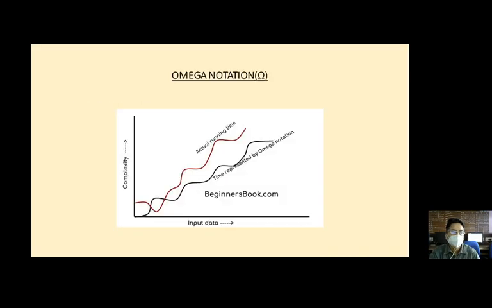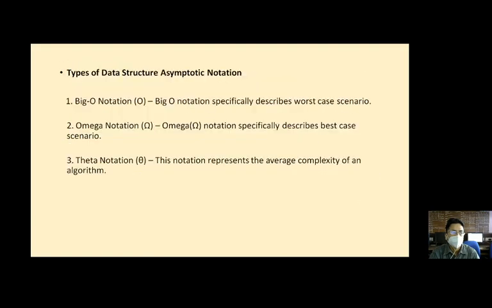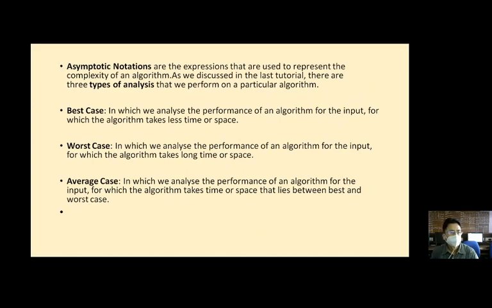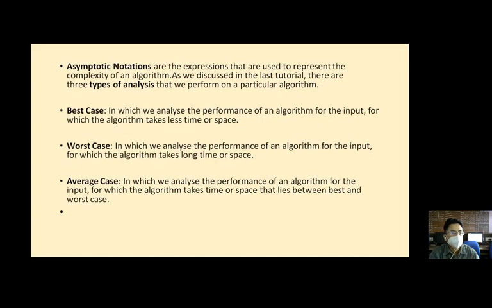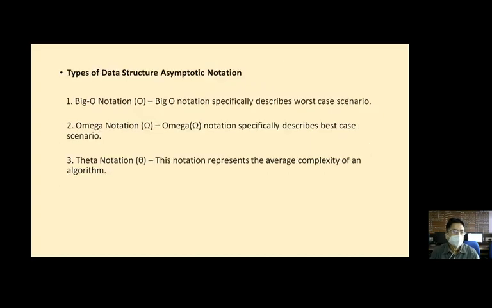So, in summary, for an algorithm there are three situations: the best case, the worst case, and the average case. For the best case, it takes the least amount of time and space. In the worst case, it takes the maximum amount of time and space. And in the average case, it lies between the best case and the worst case. The big O notation is used for the worst case situation. The omega notation is used for the best case, and it's the lower bound. And theta notation lies between the big O and omega notations.